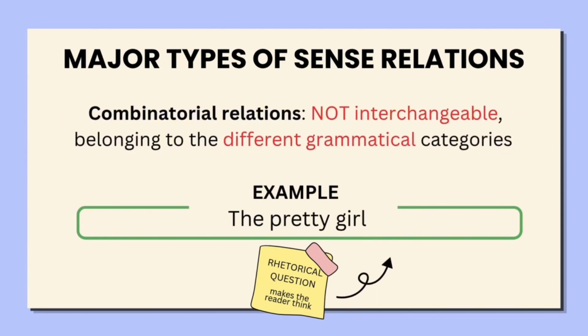Unlike substitutional relations, combinatorial relations focus on how different grammatical categories work together. For example, the pretty girl. Here, pretty is an adjective and girl is a noun. They cannot replace each other, but they combine naturally to create meaning.